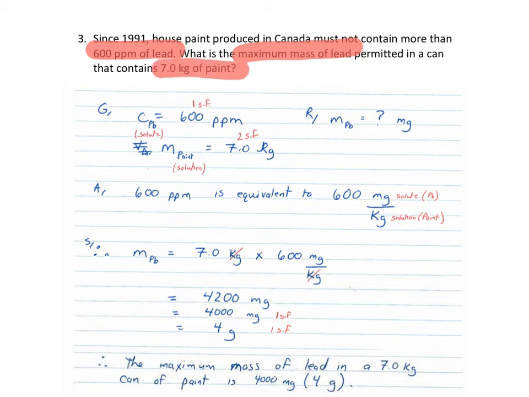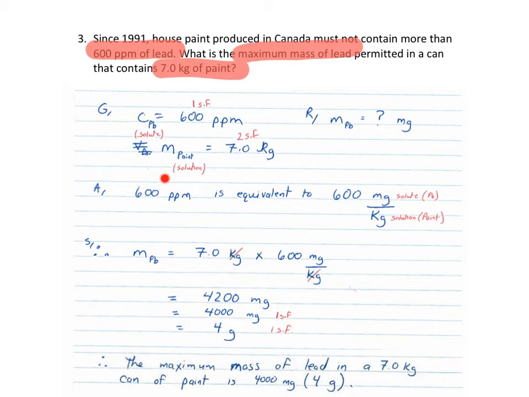The 600 ppm is our concentration. The mass of paint that is given is actually the mass of the solution, and the mass of lead that we are trying to find is the mass of our solute. And a couple of things to note here. The 600 ppm only has one significant figure, and that's going to influence the number of significant figures that I can have in my answer.